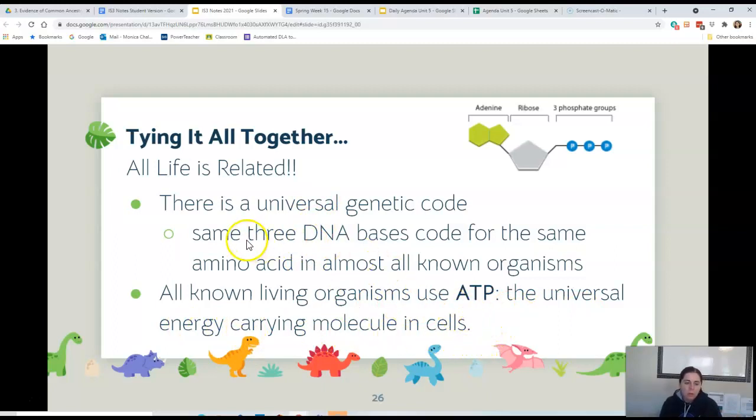So we all have codons, the same 3 DNA bases that code for the same amino acids in all known organisms. Not only do we have the same bases, but they all use the same code for amino acids. So it's kind of interesting how when you go back to the very basics, you can find everything has some similarities. How it's used past that is very different. Plants use ATP differently than humans use ATP.